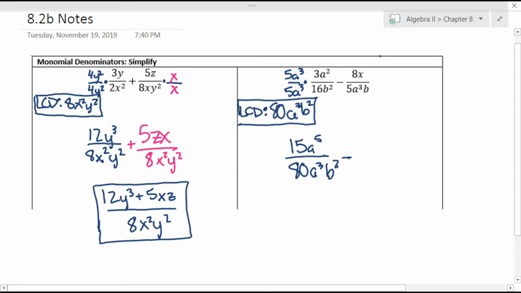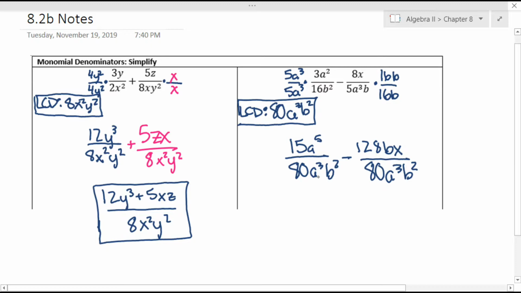Now we're subtracting the second one. We want it to get to a cubed b squared. I'm going to have to multiply by 16 and a b. On the top, I will need to also multiply by 16b. So then I do that. 16 times 8 is 128. x and the b is going to be bx, over our common denominator, 80 a cubed b squared.